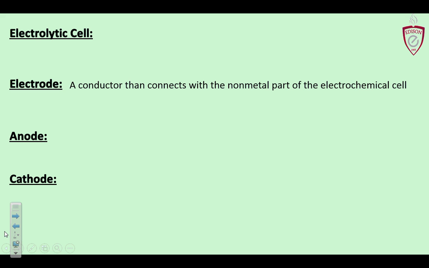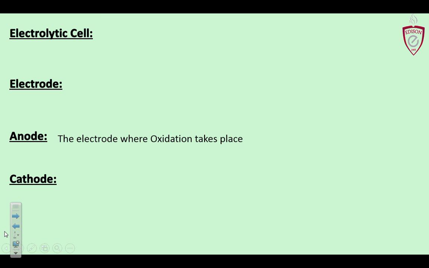And then these electrodes have specific names. The first one's called the anode. What you need to know is that it is the electrode where the oxidation takes place. And oxidation is losing electrons. So these terminals are negatively charged, usually. So I'm going to put a negative sign there. I specifically didn't want to put a negative sign there for a reason. It switches between the electrolytic cell and the voltaic cell.